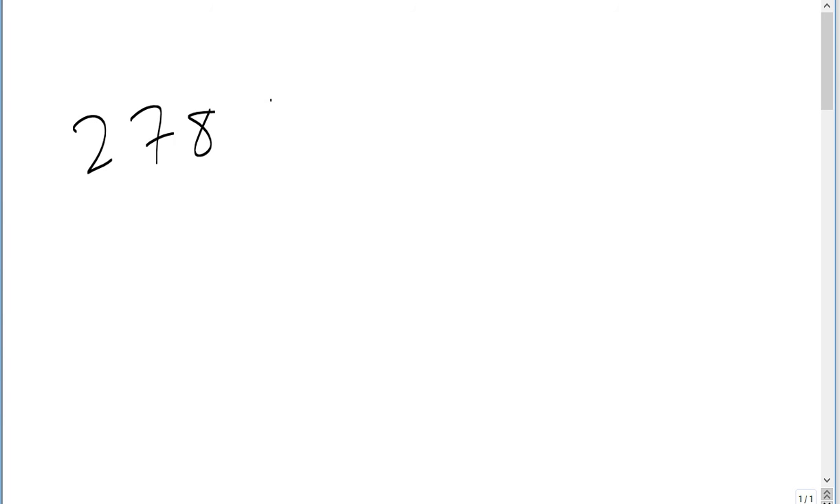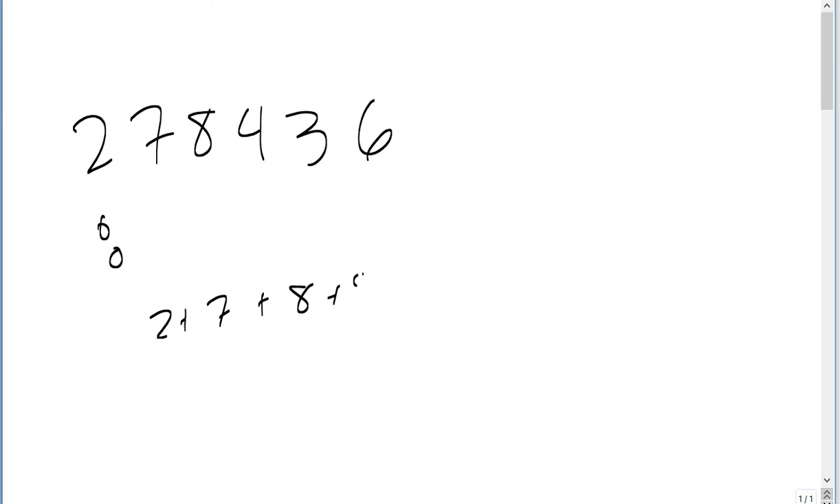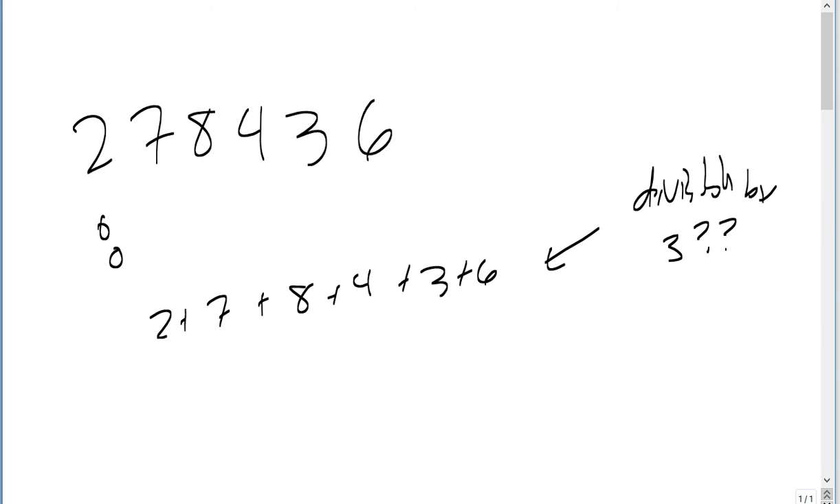Take 2, 7, 8, 4, 3, 6 or something like that. What you want to do is think about 2 plus 7 plus 8 plus 4 plus 3 plus 6. And the question is, is this divisible by 3? Well, the 3 and the 6 are automatically divisible by 3. But this is what? 9 plus 12 plus 9. All three of these are divisible by 3. For sure, 18. This is 30.